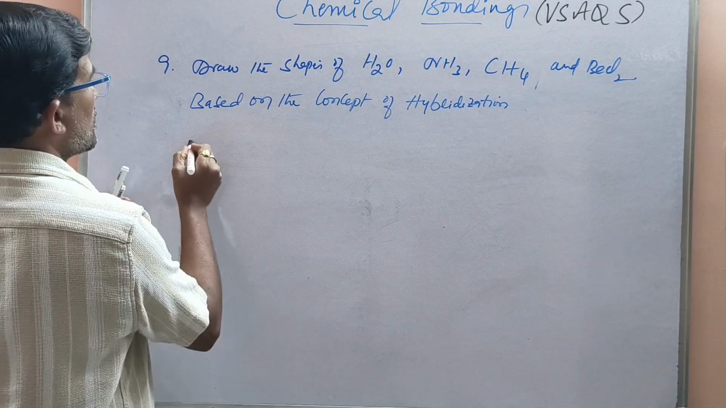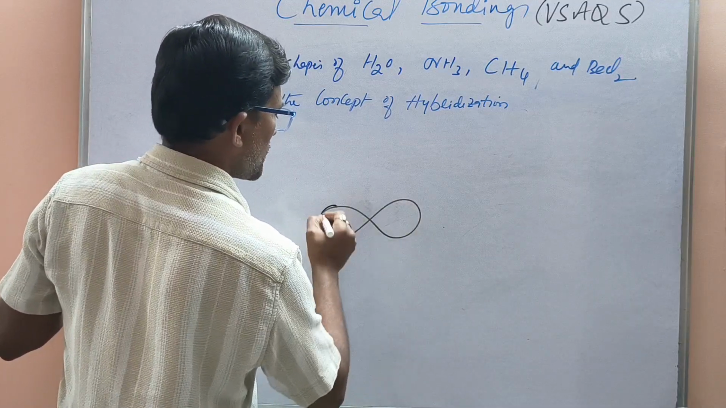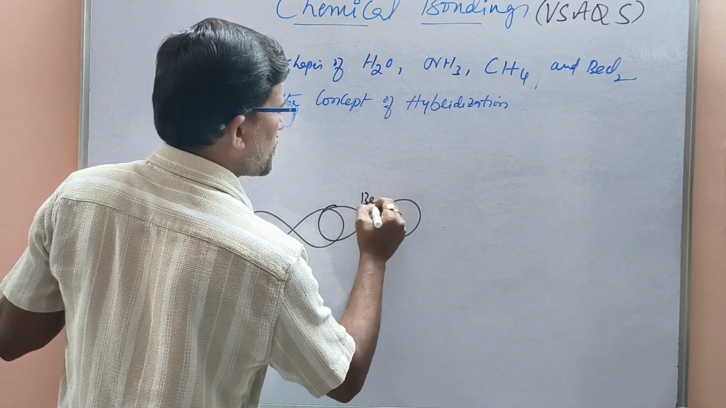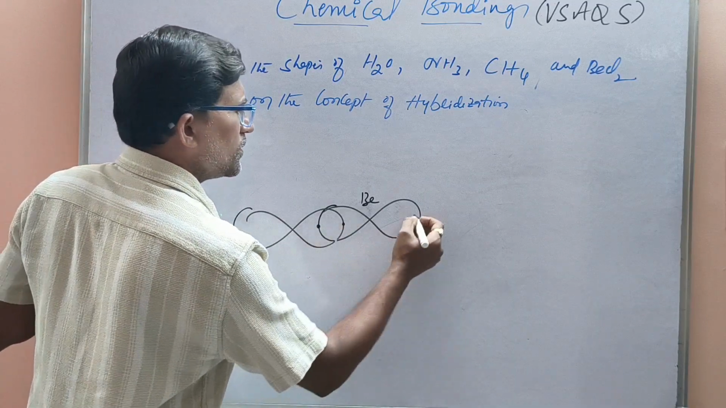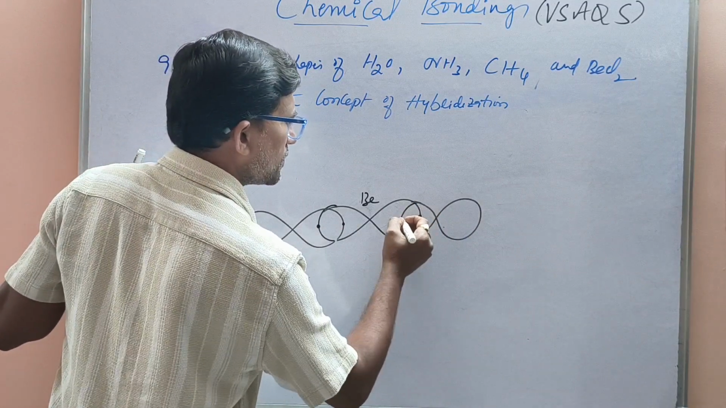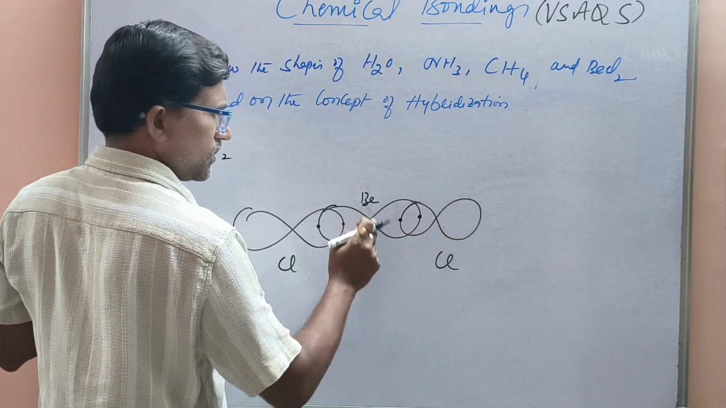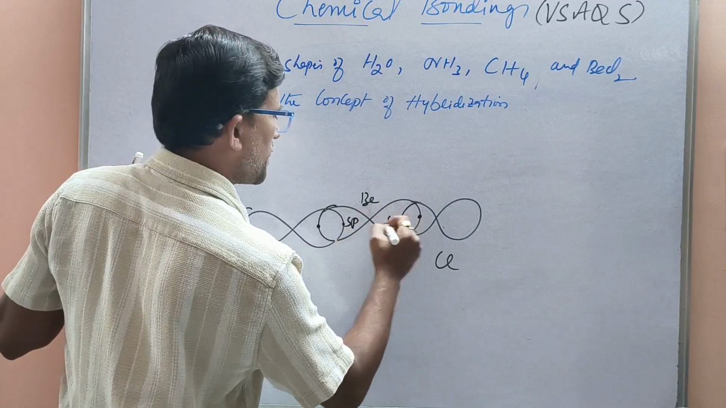Okay, next is BeCl2. Beryllium sp hybridization. So we are not showing the hybridization process. Just we are writing, he asked to draw the shapes only. So here, now this is a chlorine and this is a chlorine. Here this is a beryllium. And hybridization is sp.